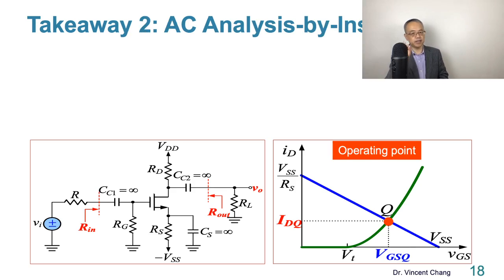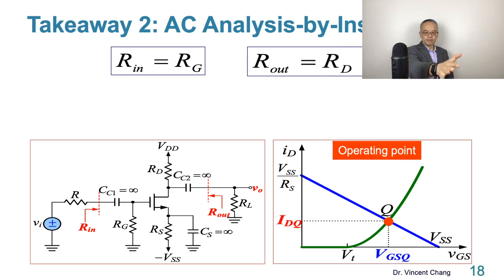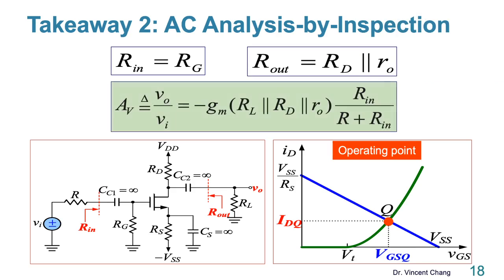Once we get the DC analysis, we can move on to the AC one. AC analysis by inspection: RG, RD in parallel with ro, and this is easy.